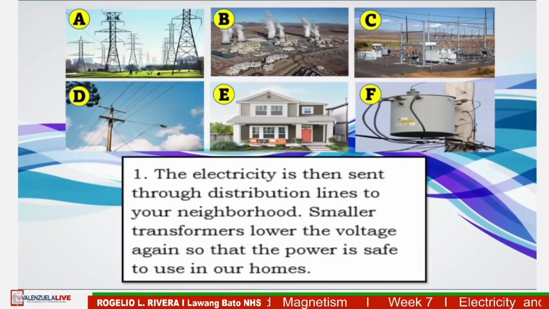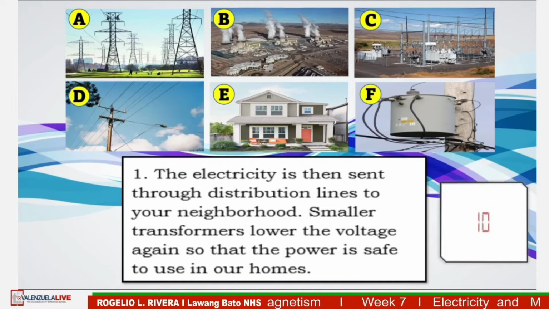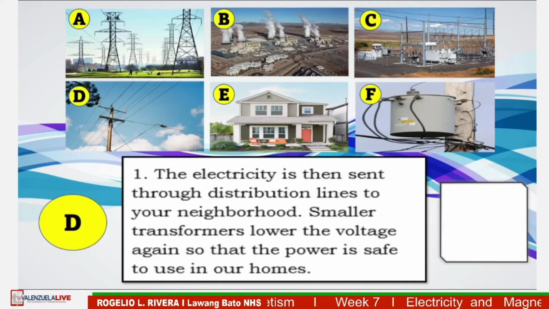Number 1. The electricity is then sent through distribution lines to your neighborhood. Smaller transformers lower the voltage again so that the power is safe to use in our homes. You have 10 seconds to answer this, and the timer starts now. Time is up. The correct answer is letter D.